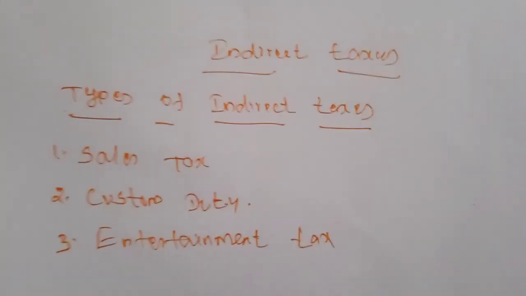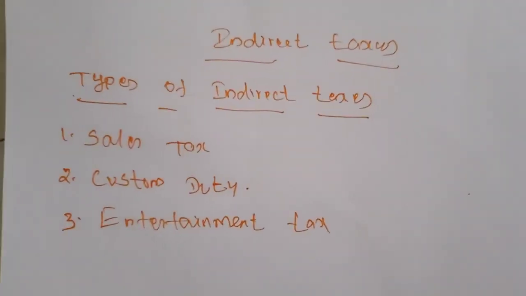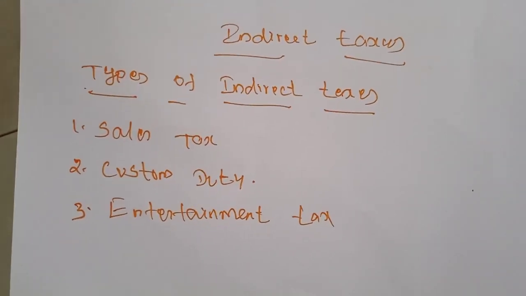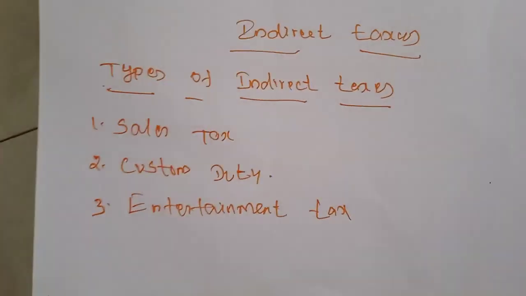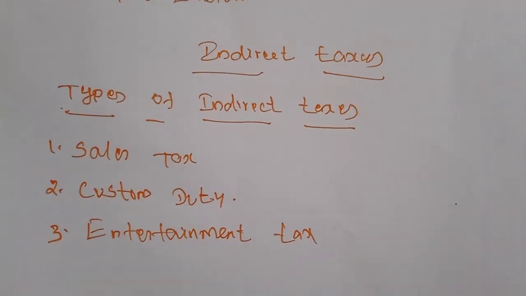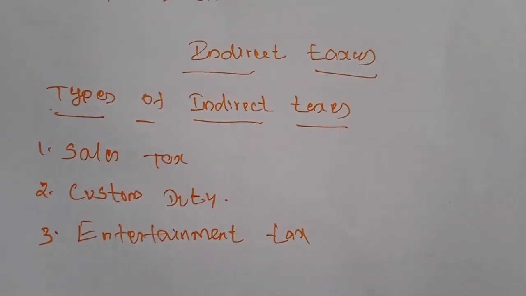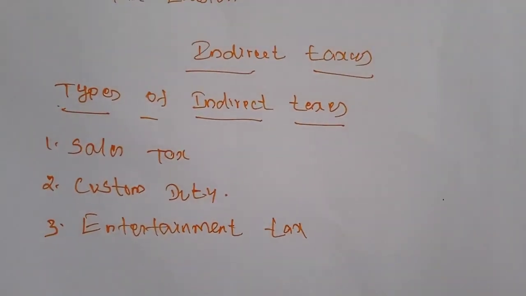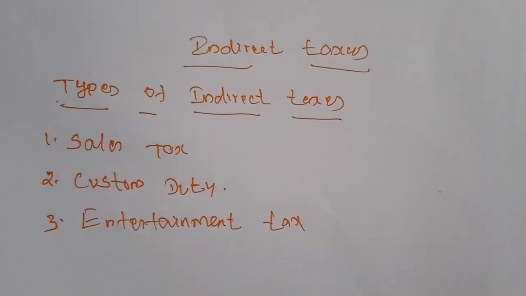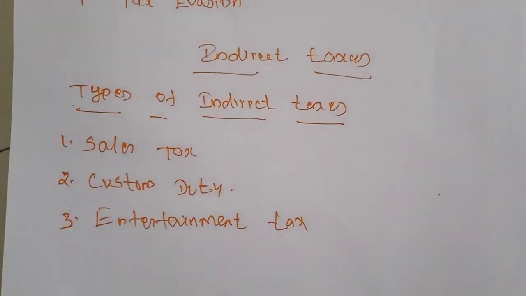So indirect tax is a tax charged on a person who purchases goods and services, and it is paid indirectly to the government. Normally we are all purchasing many goods and services provided by both private and government organizations. When we are purchasing any commodities, we also pay taxes indirectly. So without knowing it, we pay the tax to the government.